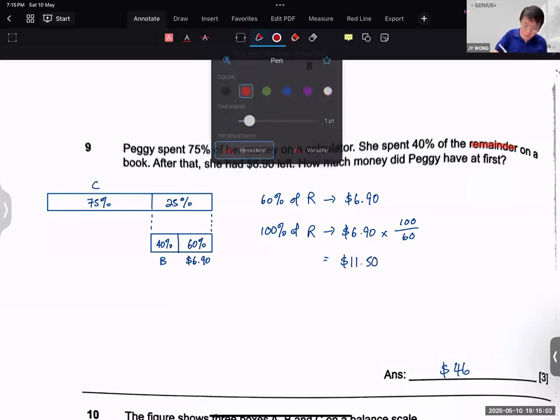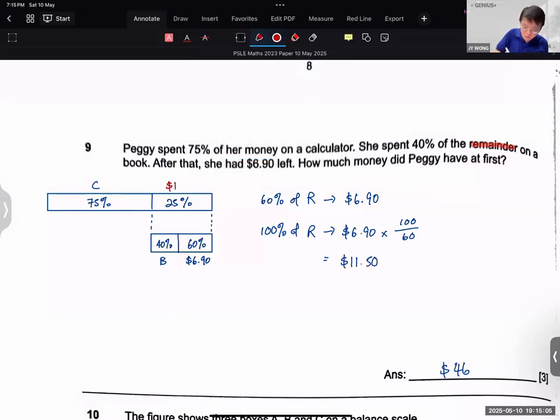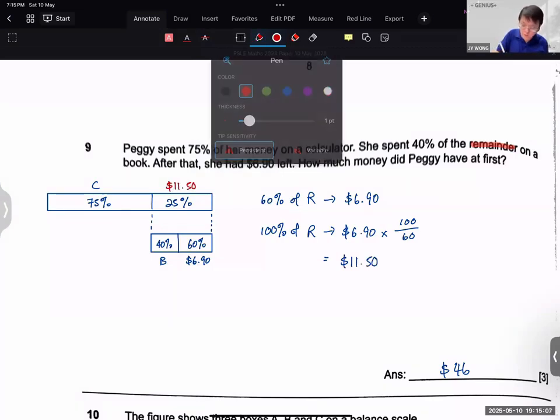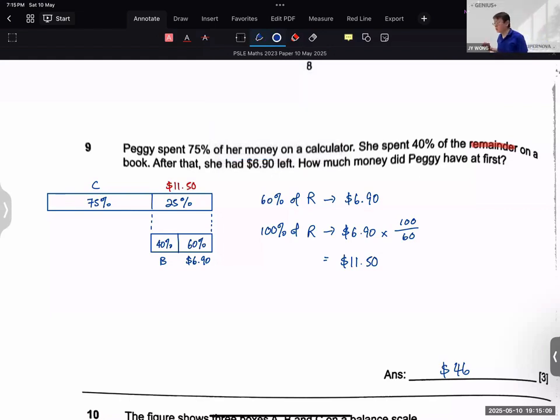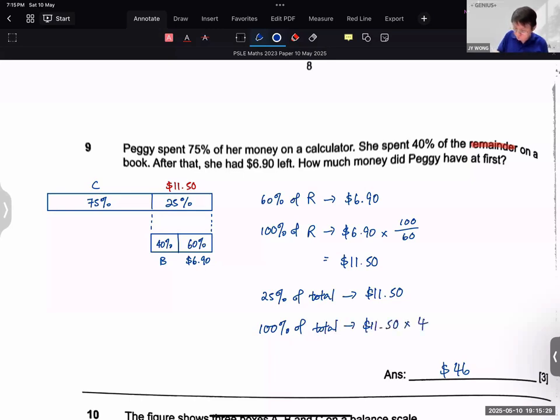So now we have found that this part over here is $11.50. Okay? And that gives me 25% of total is $11.50. And therefore, 100% of your total, you should know 25% to get to 100%, you multiply by 4. And that's how you get $46.